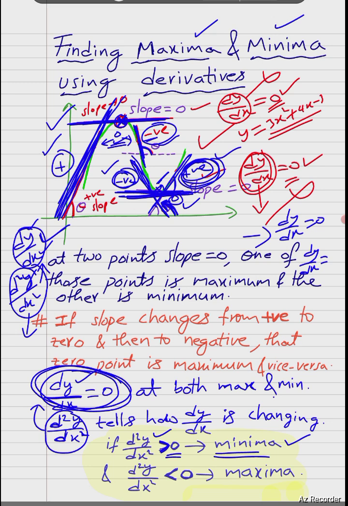Okay, now if d²y/dx² is less than 0, the value is maximum. So here what is happening? After this point the slope is becoming negative. Okay, so slope becomes negative means the point is maxima.